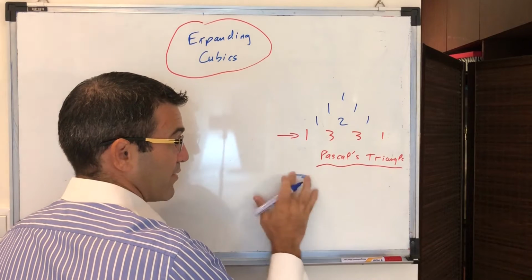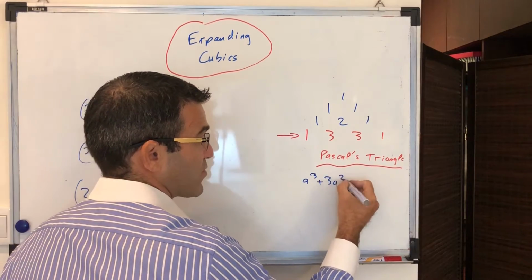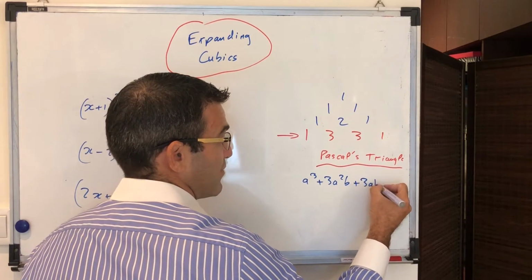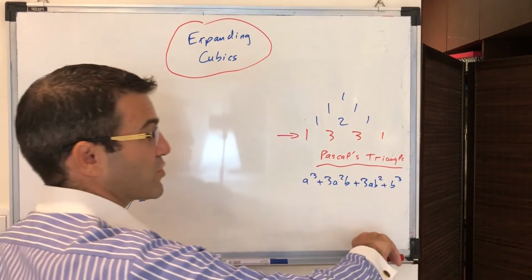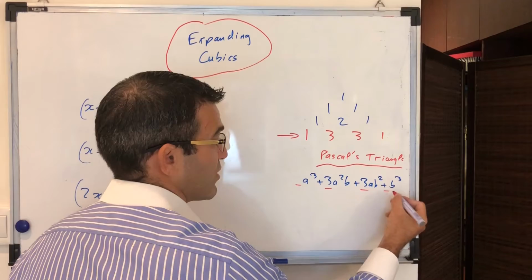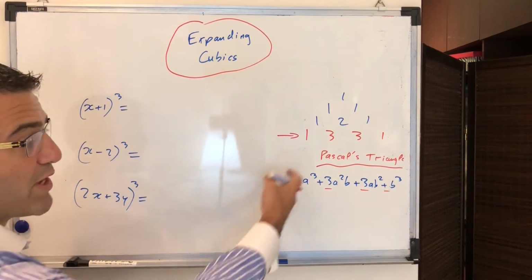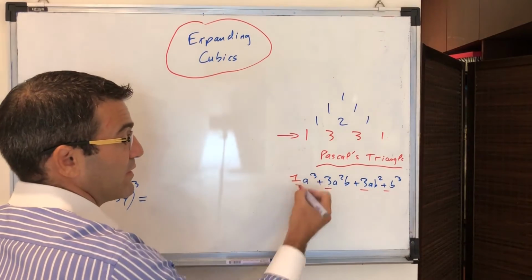Look, we start with a cubed plus 3 times a squared b plus 3ab squared, and then plus b cubed. So I'm only using the coefficients to go in front of the numbers. So here there's a 1, here there's a 3, another 3, and then there's a 1 here at the end. I don't write the 1, we don't say 1a cubed, we just say a cubed. But there is a 1 here.